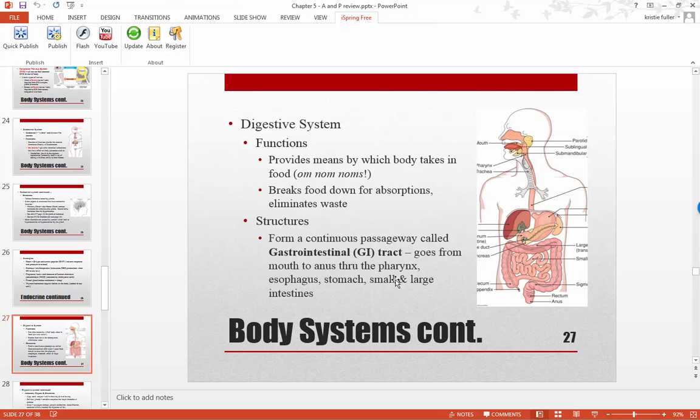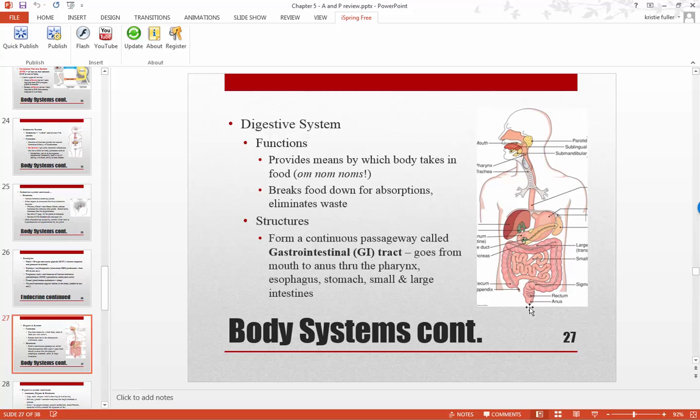The next system is the digestive system. This is where it takes in food and breaks that down so that the body can absorb what it needs from it, and then we also eliminate waste through the digestive system. So we have this continuous pathway that starts here at the mouth, goes all the way down, and comes out through the anus.